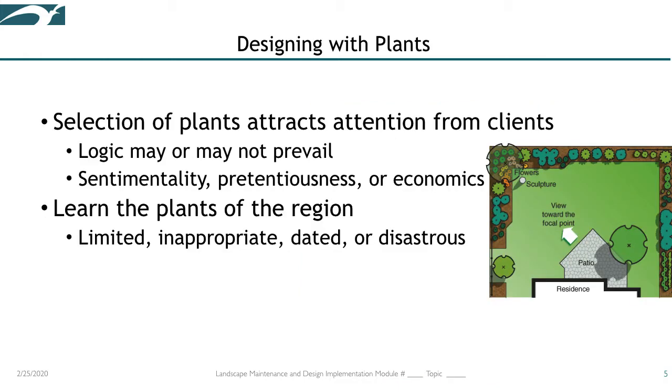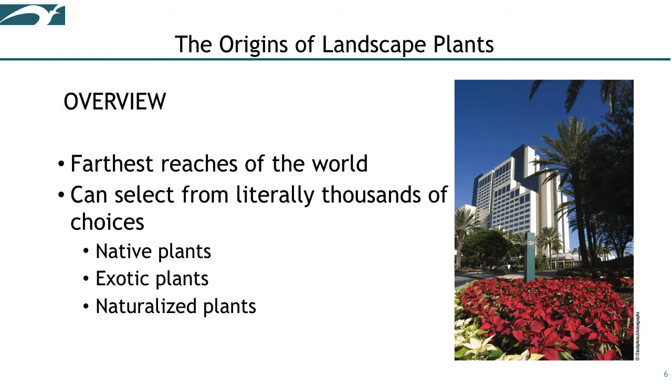Selection of the plants attracts attention from clients. So sit with your client and work with them as to what plants they would like to have, and give them a palette of different kinds of plant species that they will enjoy within the area, having studied your garden design ahead of time. There are times where you will be designing for far reaches of the world, say for example Spain, Italy, Africa, Florida, Hawaii, not necessarily within your region of Maryland.